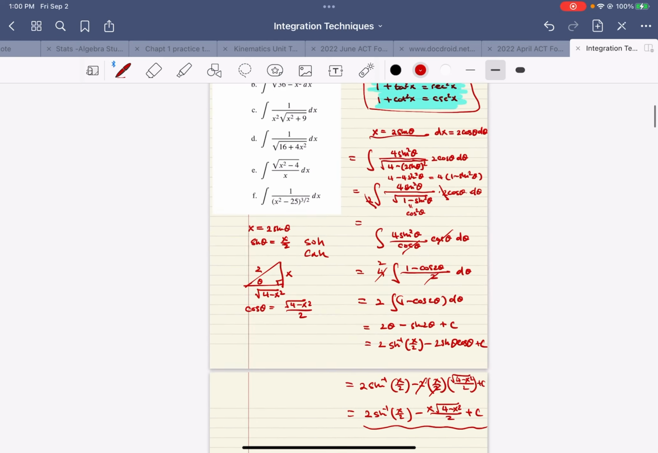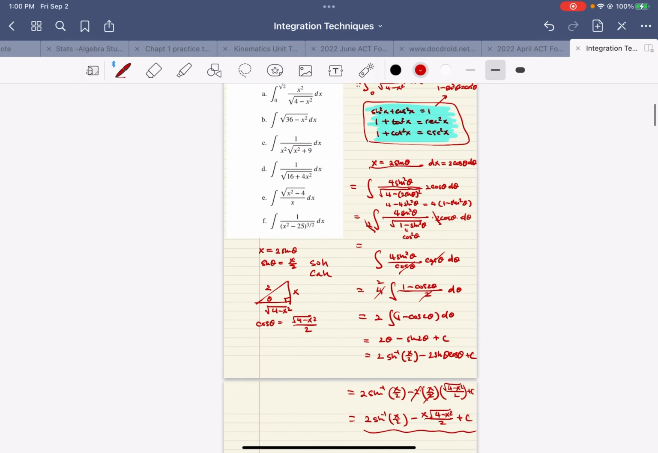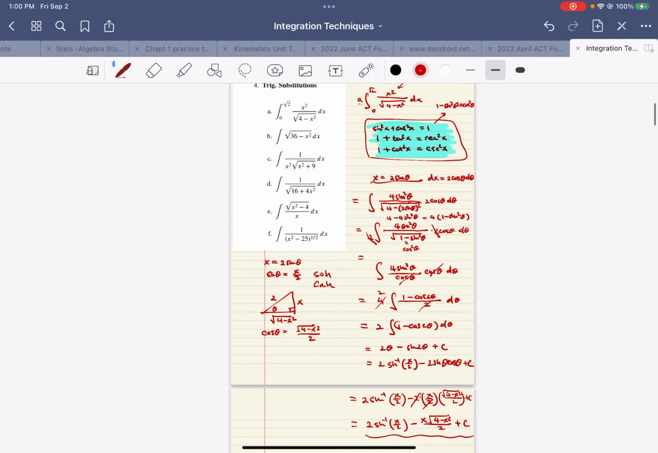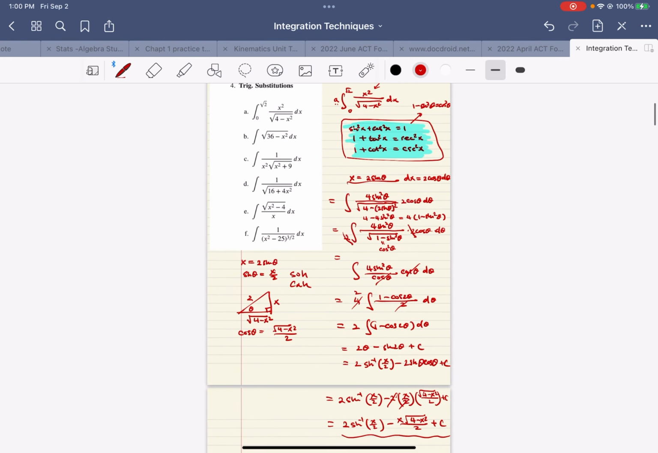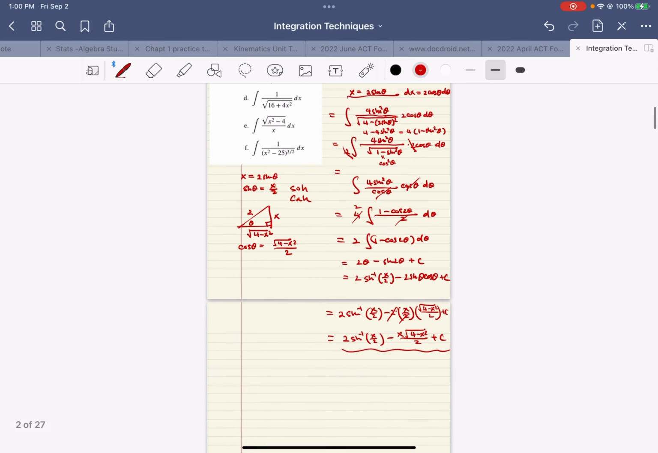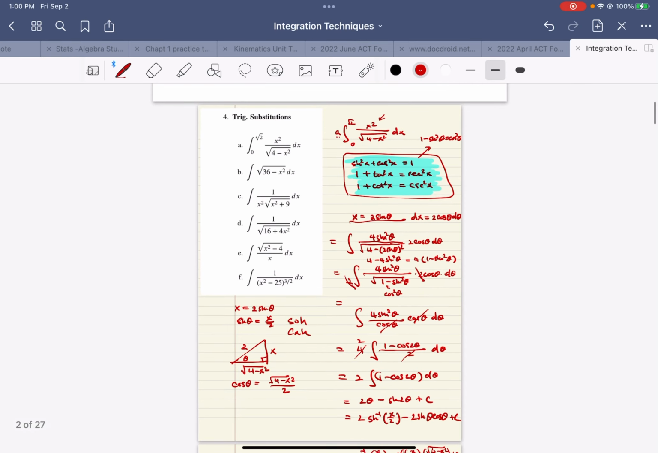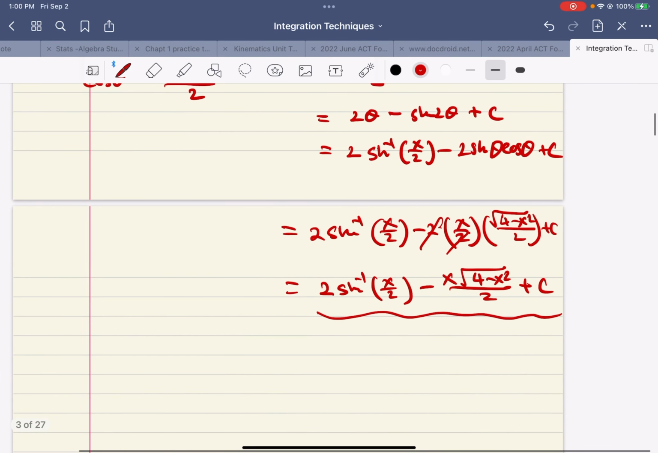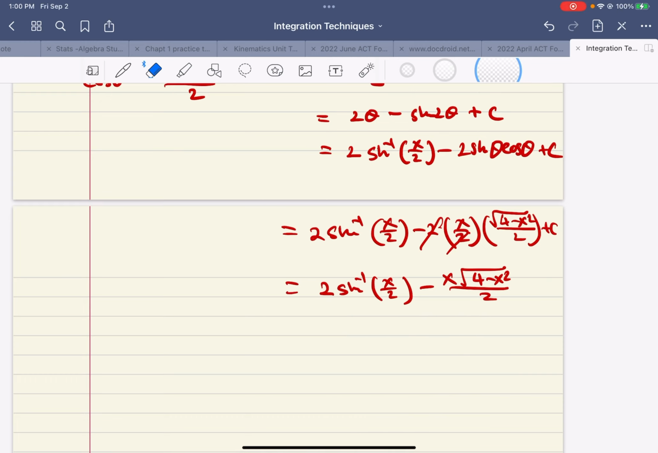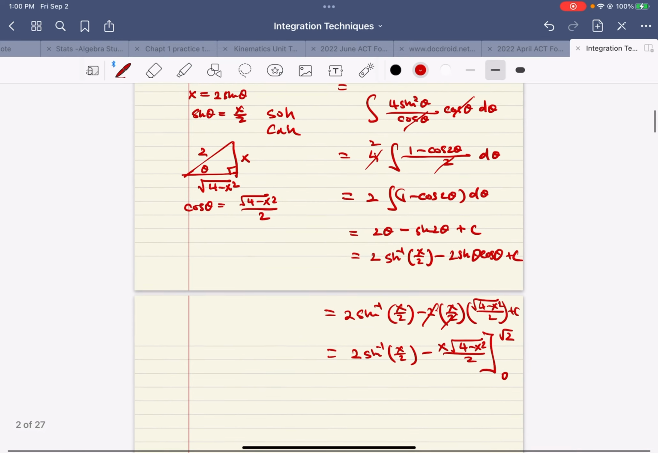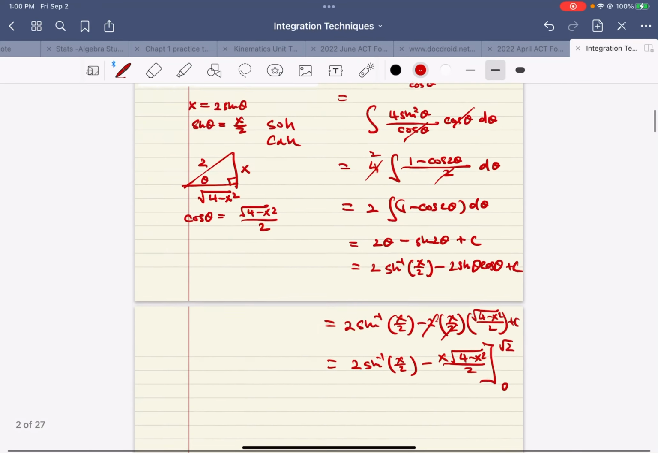So that's your final answer for the A, right? Hold on, A was actually a definite integral. So what I'm gonna do is start from 0 to root 2. So here, instead of putting c, you put 0 to root 2 at the end.